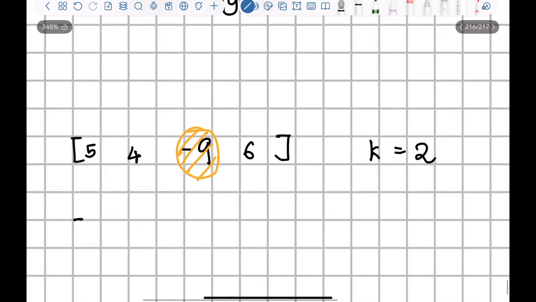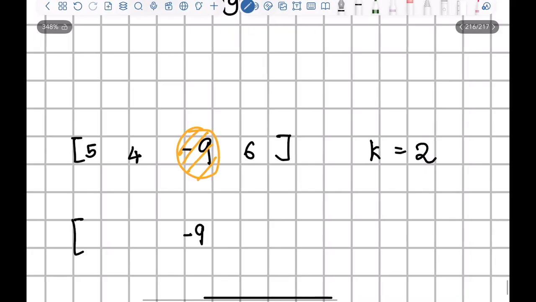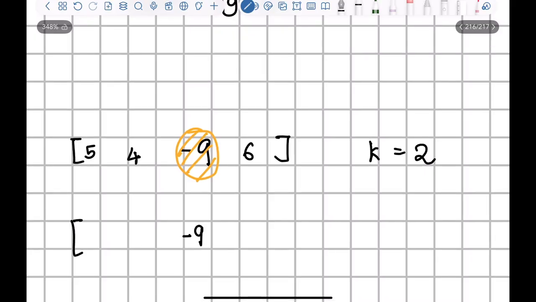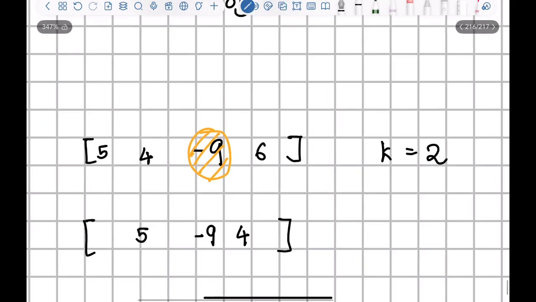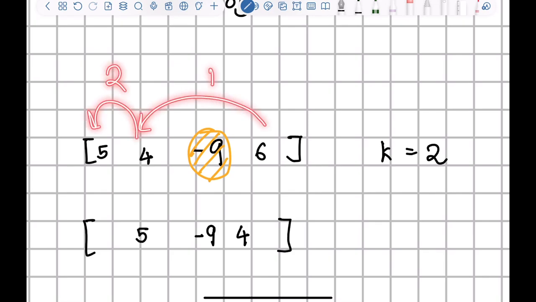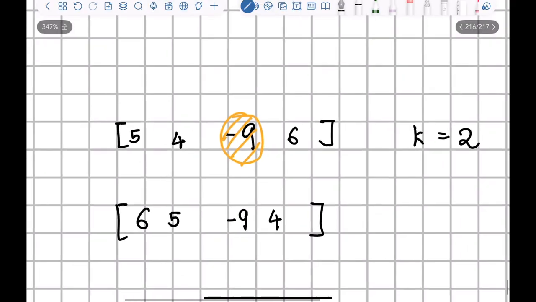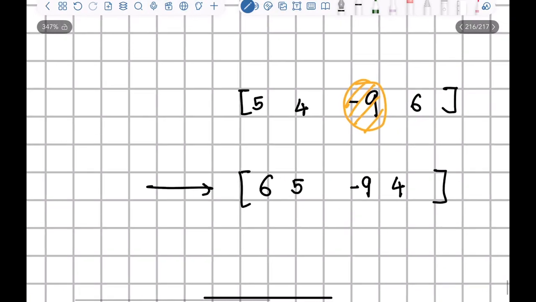So what would be my resultant array? My -9 would be locked as is. So my 5 went from here to here, that was 1, and from here it went here, that was 2. So my 5 came here. Now let's do the same thing with 4. 4 went here, and from here it went here. So my 4 went here, and then the same thing with 6. Here 1, here 2. So my 6 came here, and this is what I will be returning.